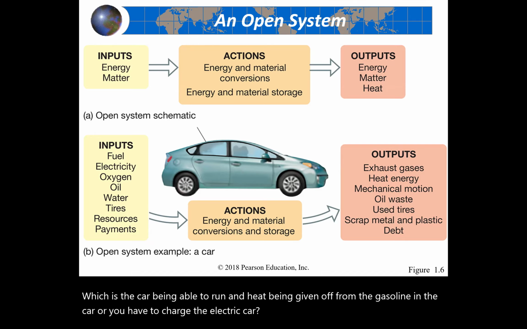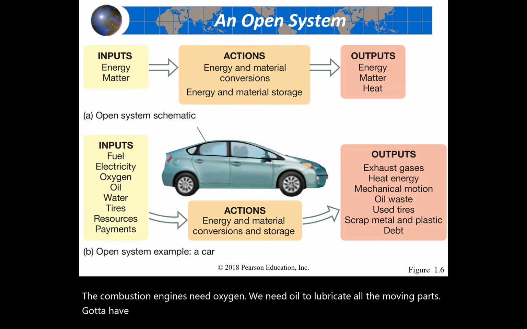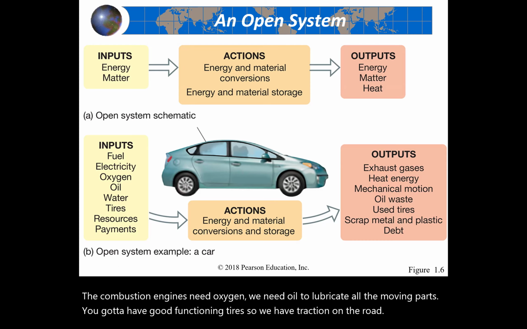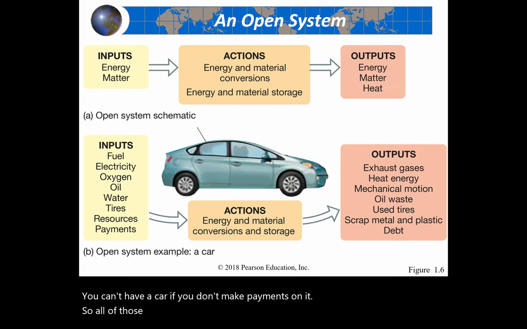The combustion engines need oxygen. We need oil to lubricate all the moving parts. We got to have good functioning tires, so we have traction on the road. Other resources just to literally repair the car and to make payments. You can't have a car if you don't make payments on it. So all of those are inputs we put into the car so the car stays running. That's the conversion and storage actions.